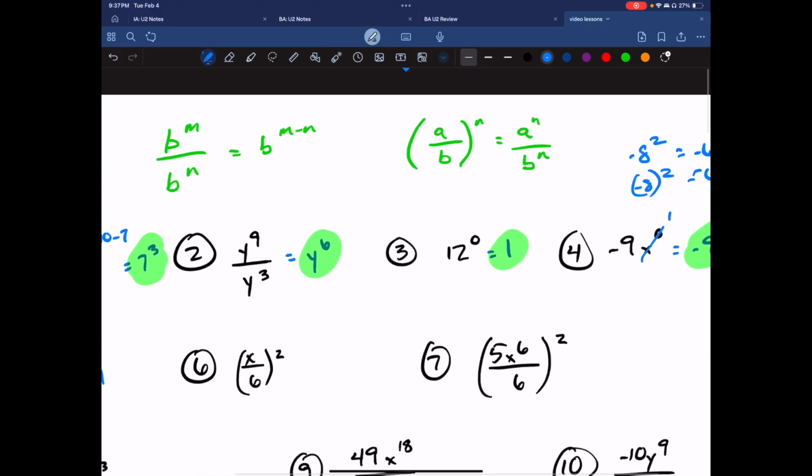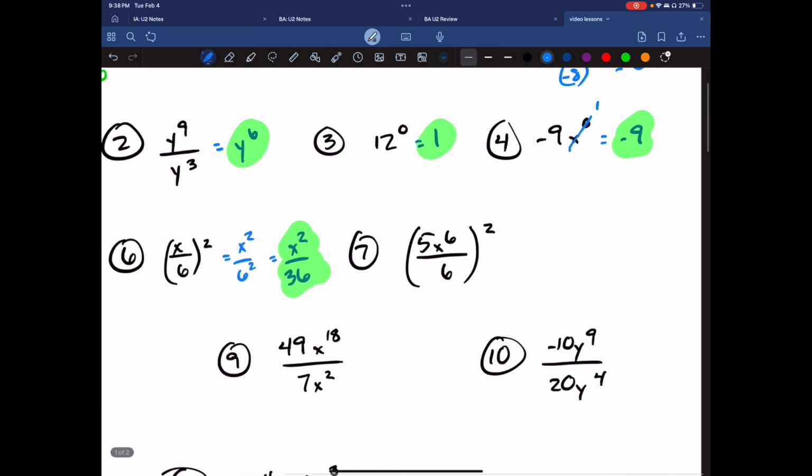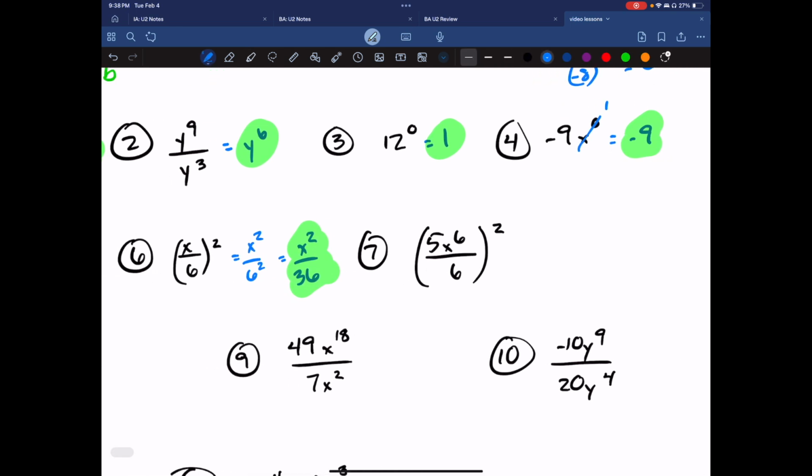Okay, well, we talked about how this property says if I have a fraction raised to an exponent, I give it to both. So this is going to be x squared over 6 squared. So I can't do anything about the x squared. So the x squared is just going to be x squared, and then that's going to be 36, because 6 times 6 is 36.